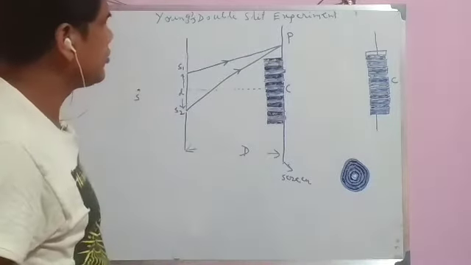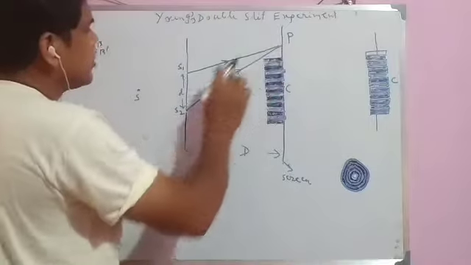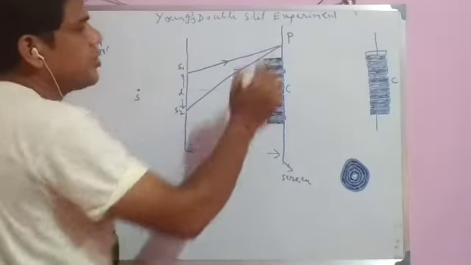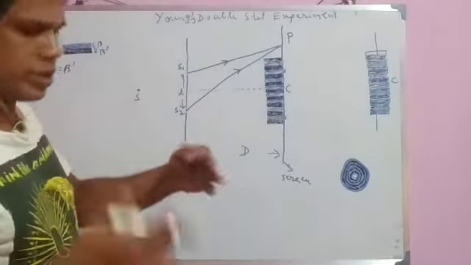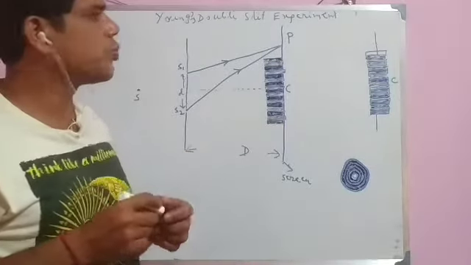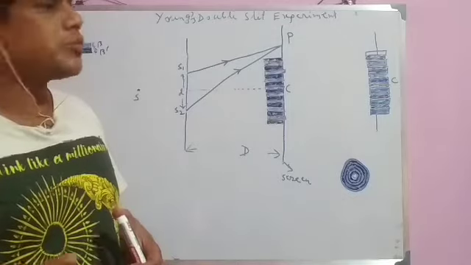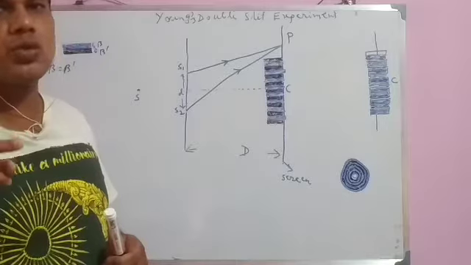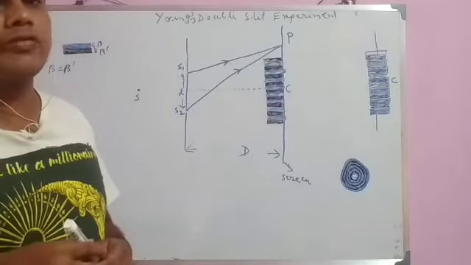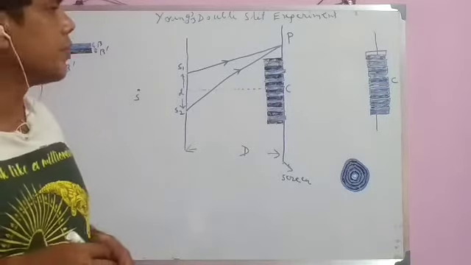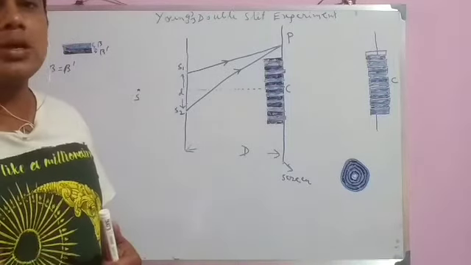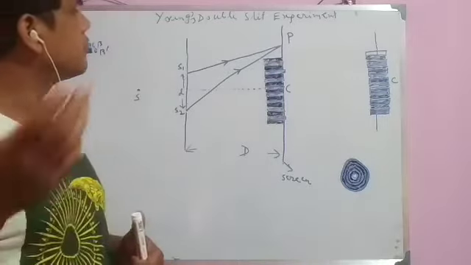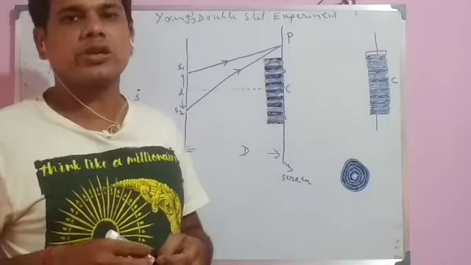Now, two light waves come from S1 and S2 respectively and meet at point P. At point P, when they interfere with each other, they produce a fringe pattern. What are fringes? There are two types of fringe: bright fringe and dark fringe. A bright fringe happens due to constructive interference, and a dark fringe happens due to destructive interference.